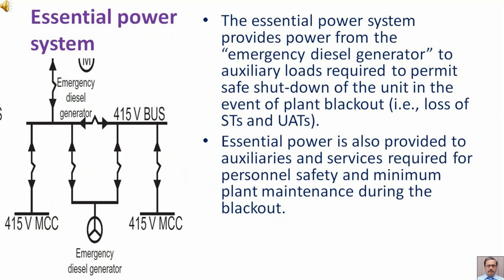Essential power system. The essential power system provides power from the emergency diesel generator to auxiliary loads required to permit safe shutdown of the unit in the event of plant blackout, that is, loss of station transformers and unit auxiliary transformers. Essential power is also provided to auxiliaries and services required for personal safety and minimum plant maintenance during the blackout.